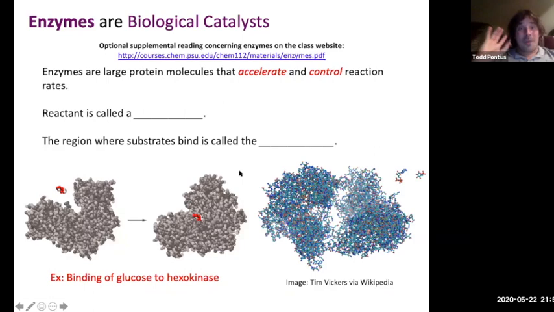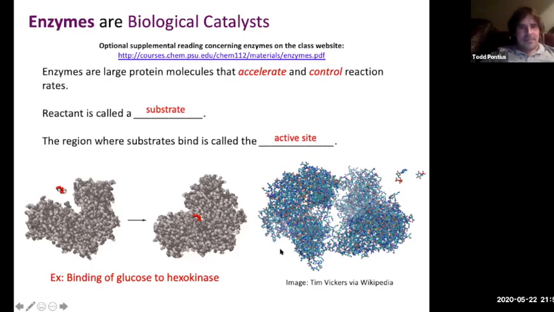Now then, one of my favorite topics, enzymes. Enzymes are biological catalysts. What they do is they help accelerate and control reaction rates of important reactions inside of our body. Just some terminology here. Reactants are called substrates when we're looking at enzymes and what they do. The region where the substrate binds, where it does its thing, is called the active site.